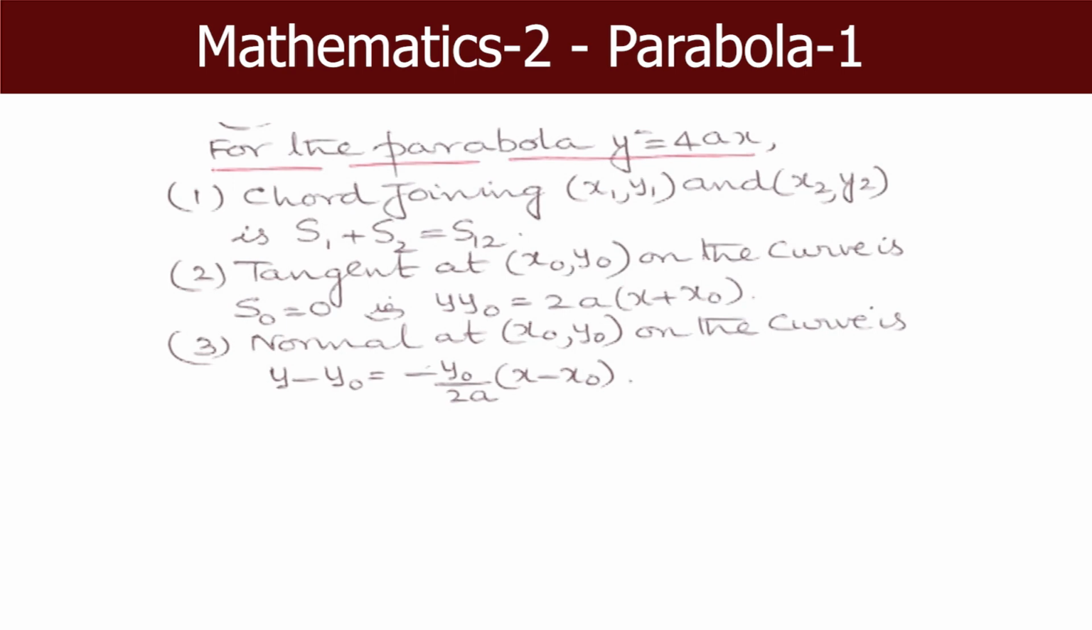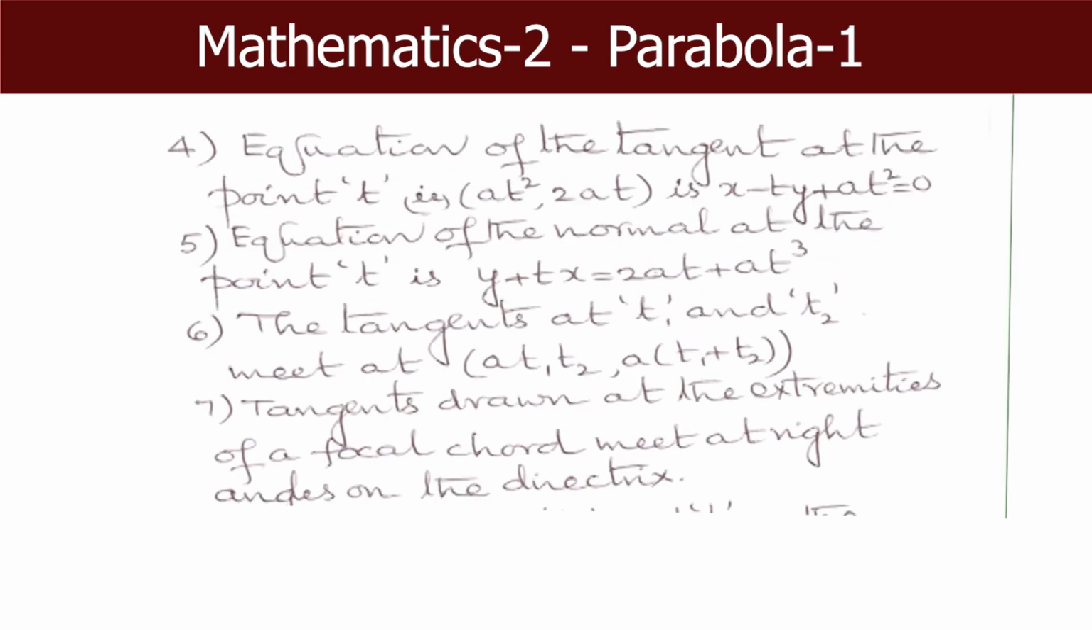Parametric equations: the equation of the parabola y square equal to 4ax can be replaced by the x coordinate in terms of a parameter t, x equal to at square, and the y coordinate, the ordinate of the point on the parabola, is given by 2at, where t ranges over the entire real line. The point with coordinates (at square, 2at) on the parabola is often represented by the point t. So the equation of the tangent at this point t on the parabola is x minus ty plus at square equal to 0.